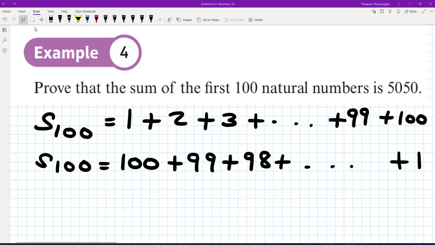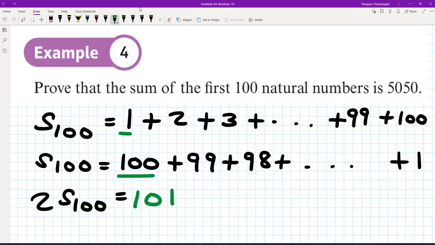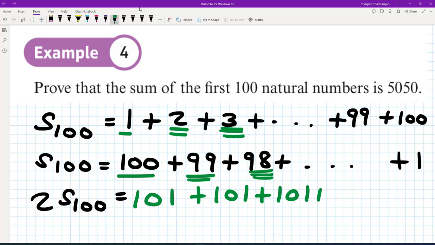So now what I'm going to do is to add the two terms together. So S100 plus another S100 is two lots of S100. Then what I'm going to do is to do 1 plus 100 is 101. 2 plus 99 is also 101. Likewise, 3 plus 98 is also 101. And this keeps repeating until the very last term, 100 plus 1, which again is 101.